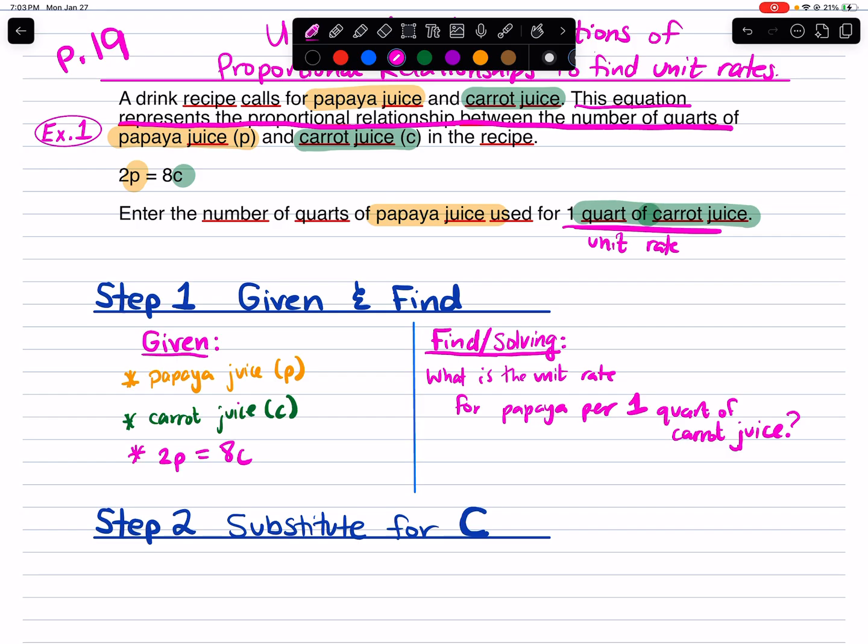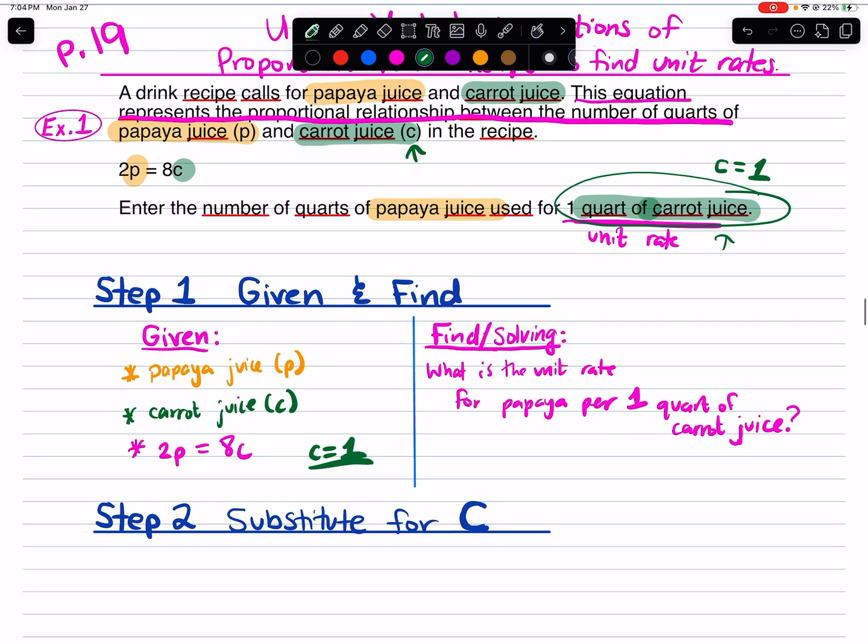Something that I forgot, that honestly I forgot. If you look here, they said that carrot juice is 1 quart. That means that the letter C, if you notice, C equals 1. If C equals 1, then carrot juice is 1. And then that way we can figure out papaya juice. So given to us, C is equal to 1. There you go. 1 quart of carrot juice, C is equal to 1.